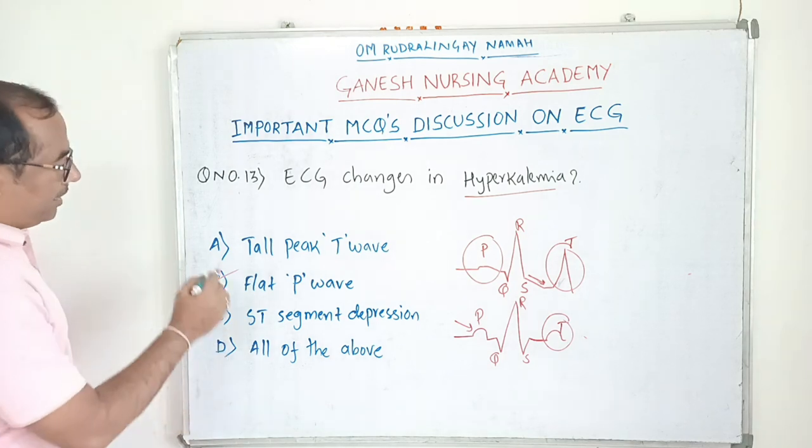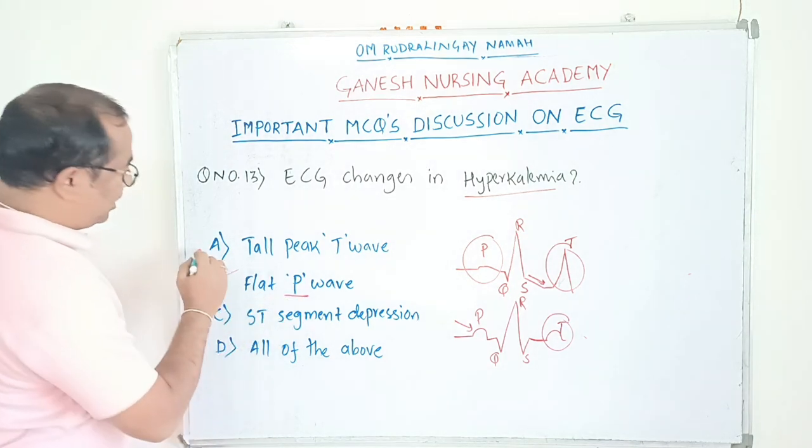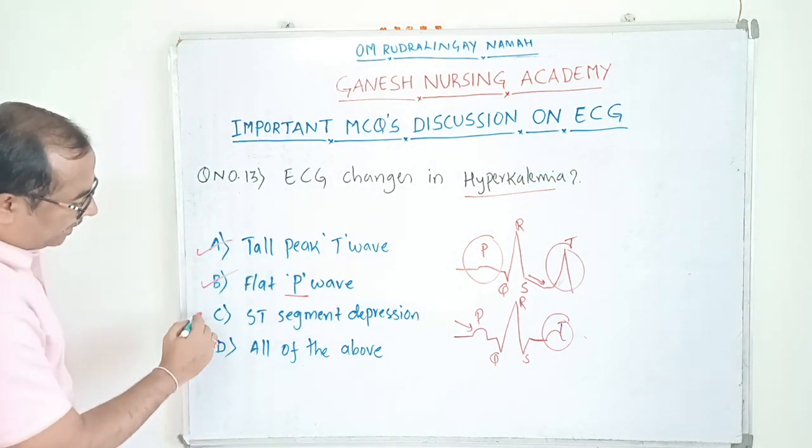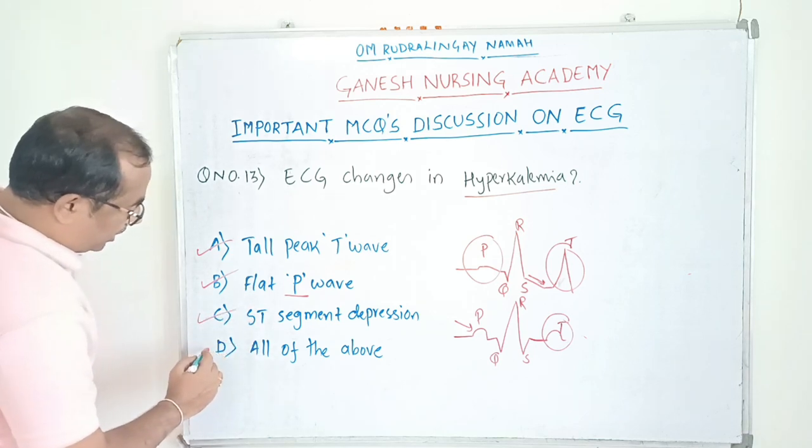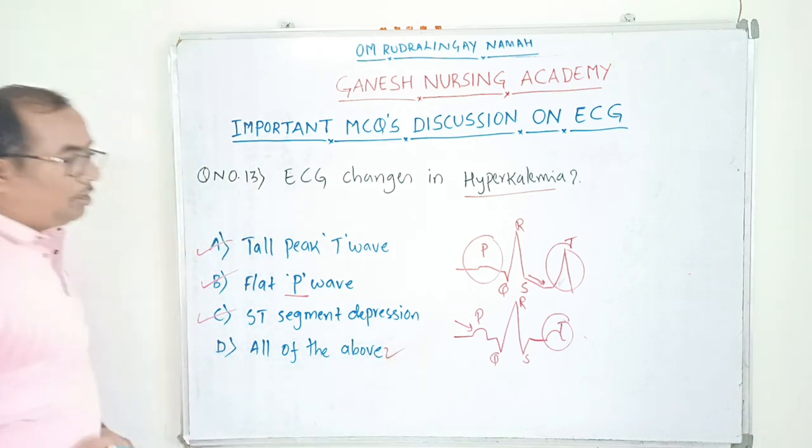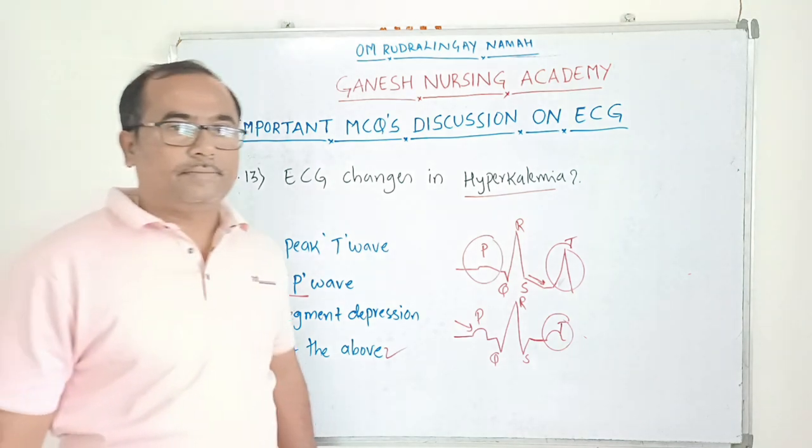So here a flat P wave is there, a tall peaked T wave is there, and ST segment depression is there. So the answer for this one is all of the above. Option D, all of the above, is the correct answer here.